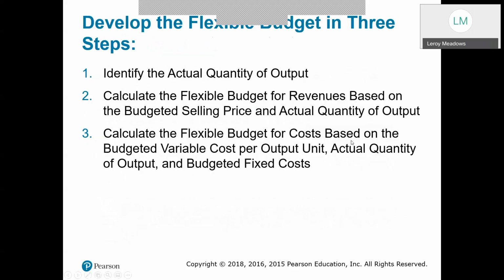So how do we do this? We do this in 3 steps. Identify the actual quantity of output, calculate the flexible budget for revenues based on budgeted selling price and actual quantity of output. Then we calculate the flexible budget costs based on budgeted variable cost per output unit times actual quantity of output, and then we carry over our budgeted fixed costs.